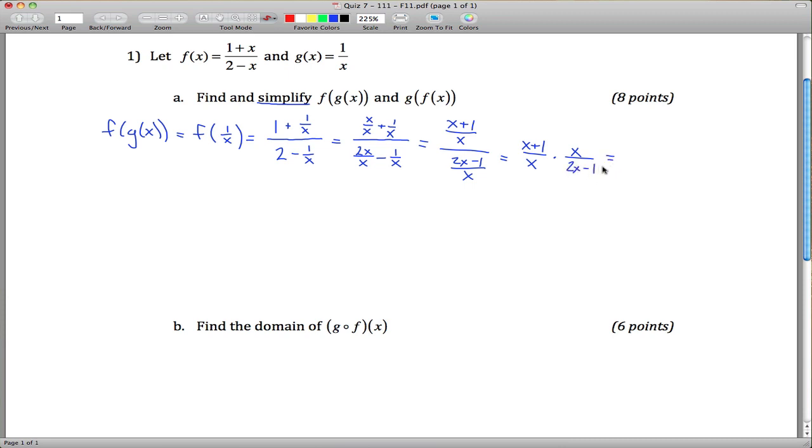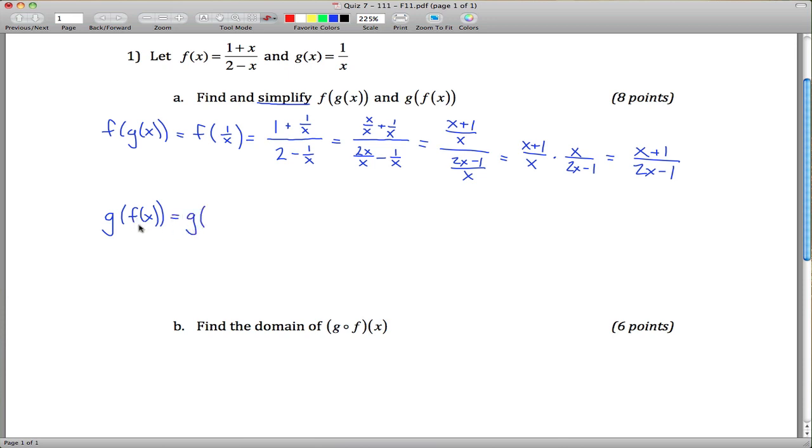You get to here, and then you notice, I got an x here and an x here. I can cancel those because you can cancel over multiplication, and what you're left with is x plus 1 over 2x minus 1. Alright, now we gotta do that again: g of f of x. Fortunately, this one works out a little bit nicer.